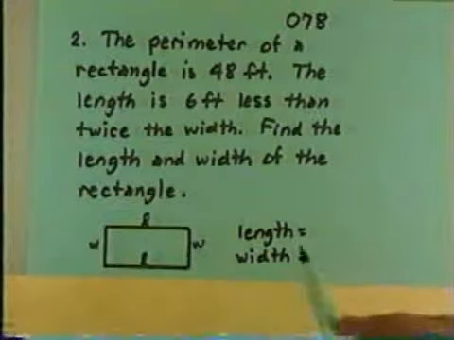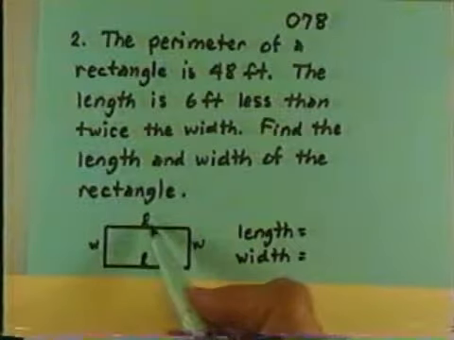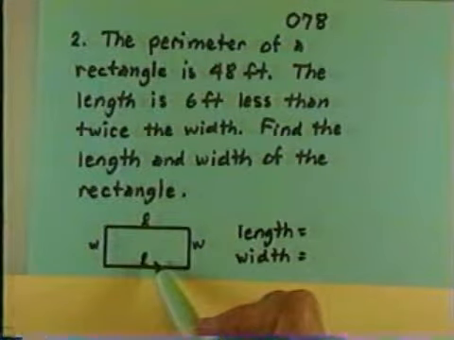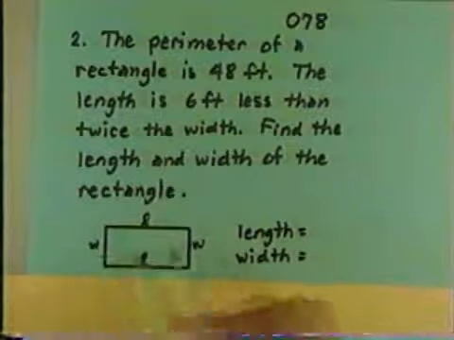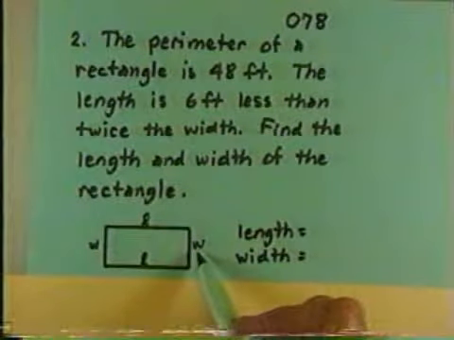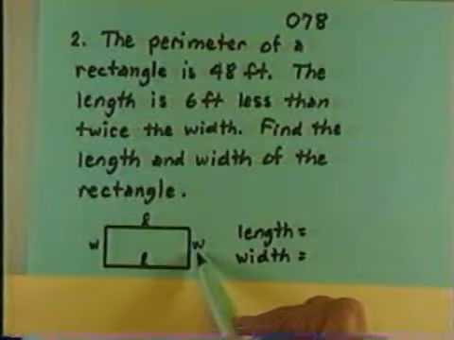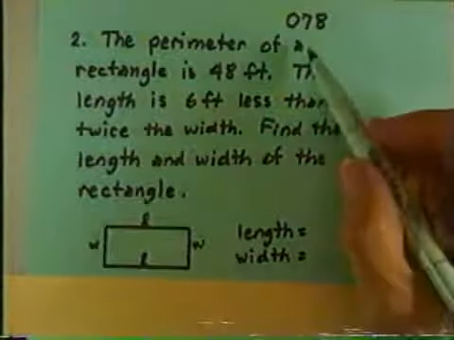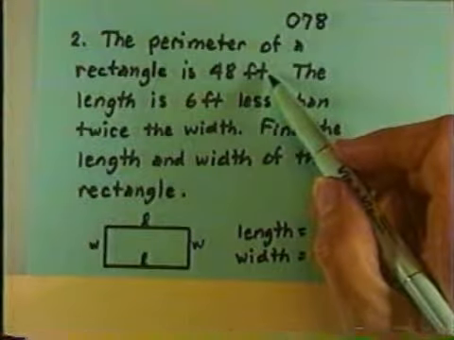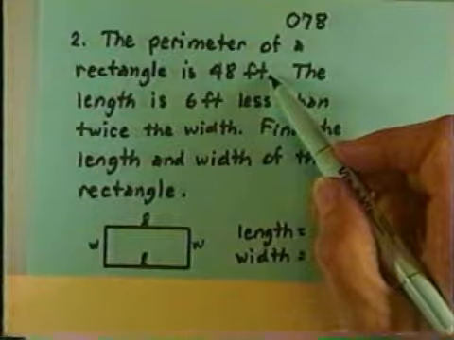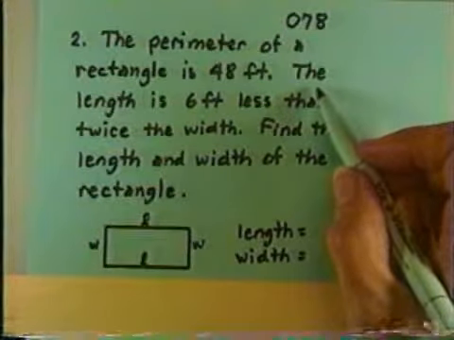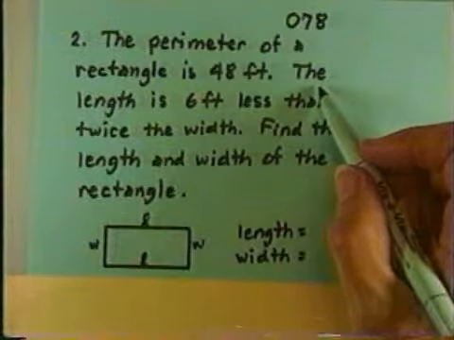So all we have to do is find a length and a width. When we find the length, that takes care of 2 out of the 4 sides. When we find the width, that takes care of the other 2 of the 4 sides. Now what do we know about them? Well, we know first of all the perimeter is 48 feet, but we're not ready for perimeter yet. Our second sentence is where we get the expressions to represent these.